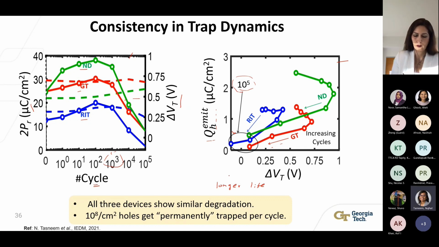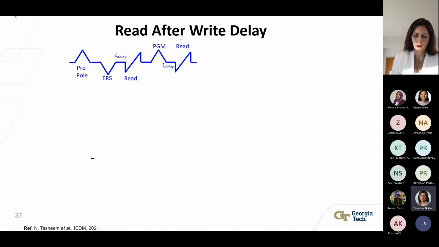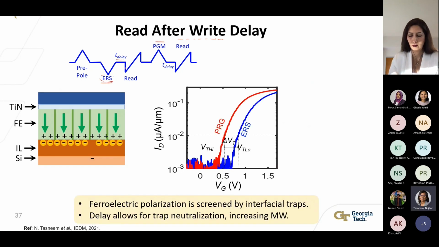In addition to this, we also tried to see how the read after write delay changes with fatigue cycling. Now, what is this read after write delay? This is the delay which is required to recover the memory window in an FFET right after a write pulse is applied on it. For example, immediately after an erase and program pulse, the ferroelectric layer in an FFET is polarized. However, the majority of this polarization is screened at the interface by trap charges, and only a negligible portion of it goes into the semiconductor channel, which makes our memory window very low.